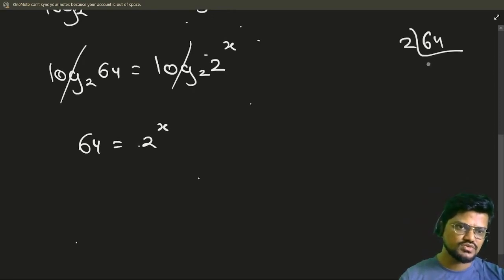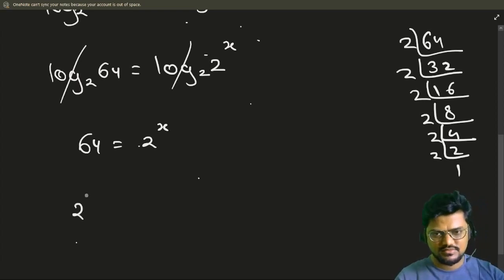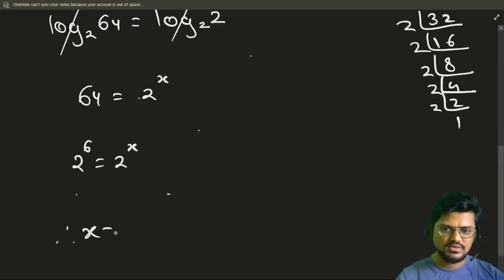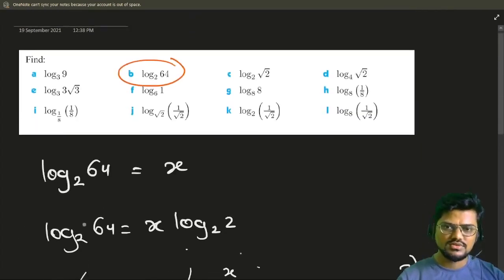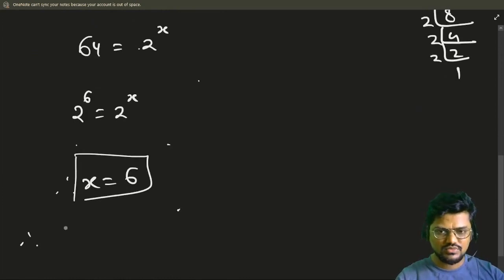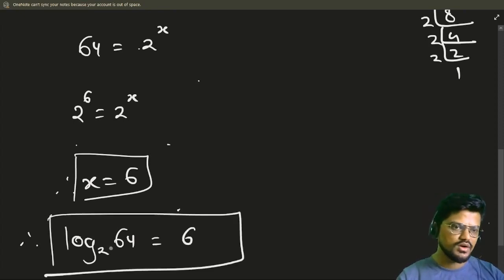If I factorize 64: 2 3s are 6, 2 6s are 12, 2 12s are 24, 2 24s are 48, 2 48s are 96... Sorry, factorizing 64 gives 2 raised to 6 equals 2 raised to x. Therefore, x equals 6. Therefore, what can I say? What is the value of log 64 to the base 2? Log 64 to the base 2 is 6. Got it?